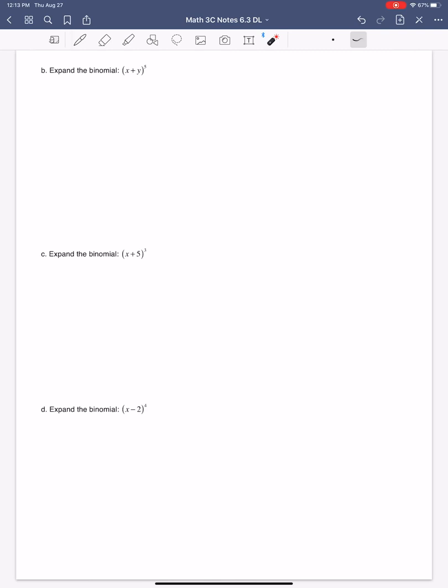So I'm going to go ahead and write those out. 1, 3, 3, 1. Okay, and then I'm going to start with the first term here. Let me just space this. Okay, so I'm going to start with the first term, which again is an x. So each one of these needs an x.